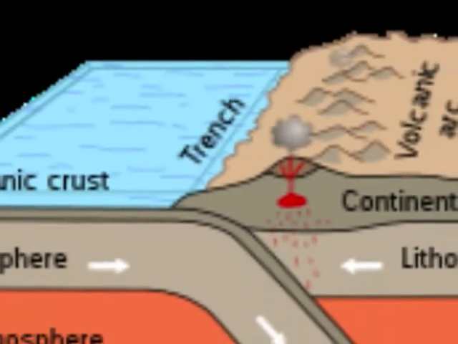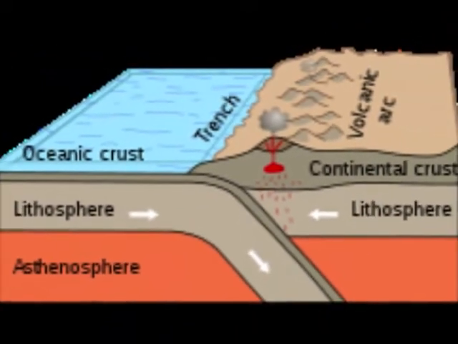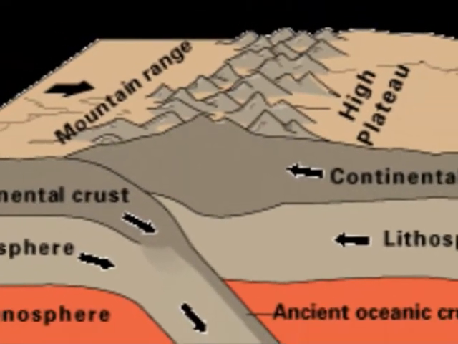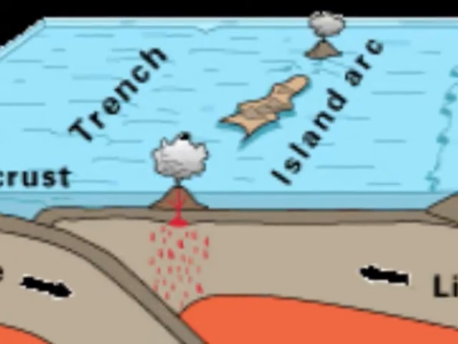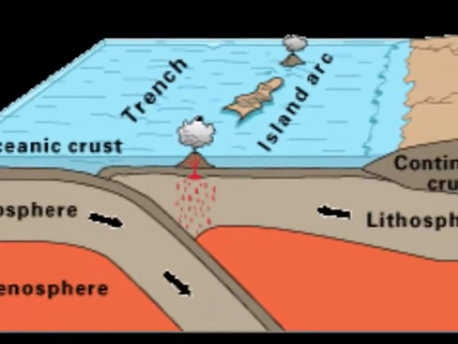The third and final type of boundary is the convergent boundary. These occur when two plates slide towards each other or converge on one another. These types of boundaries are often associated with subduction zones. An example of a convergent boundary would be the Andes mountain range in South America.